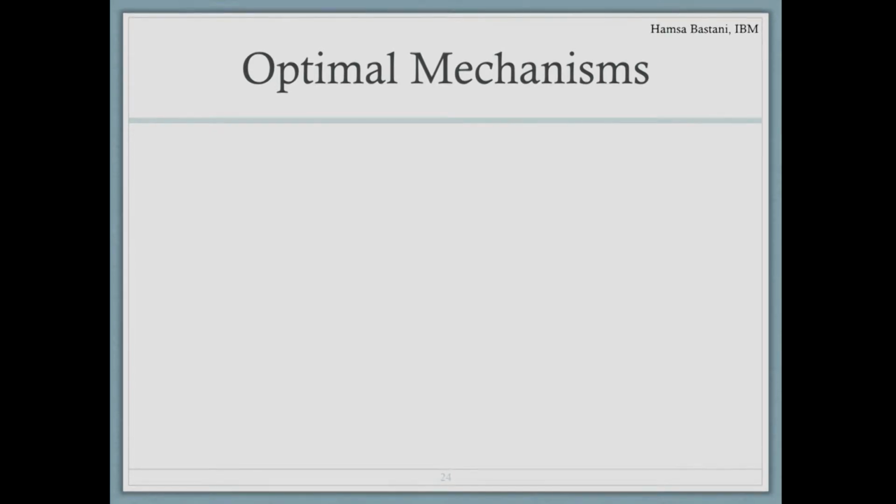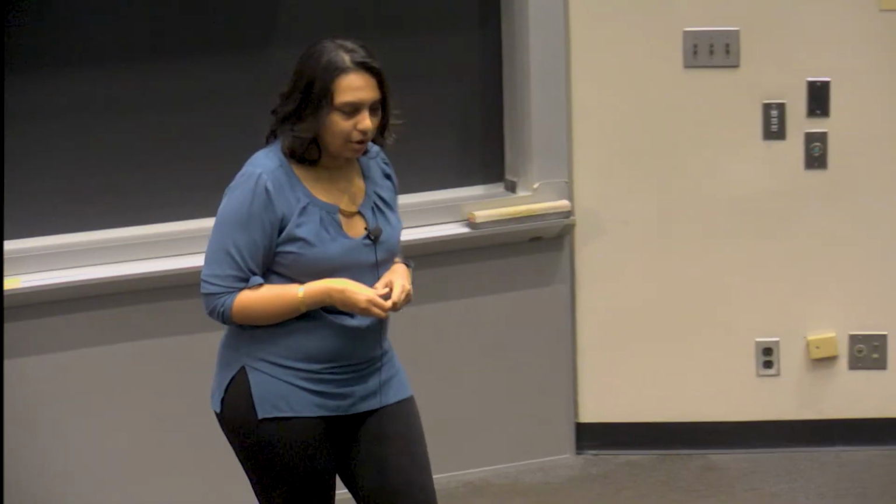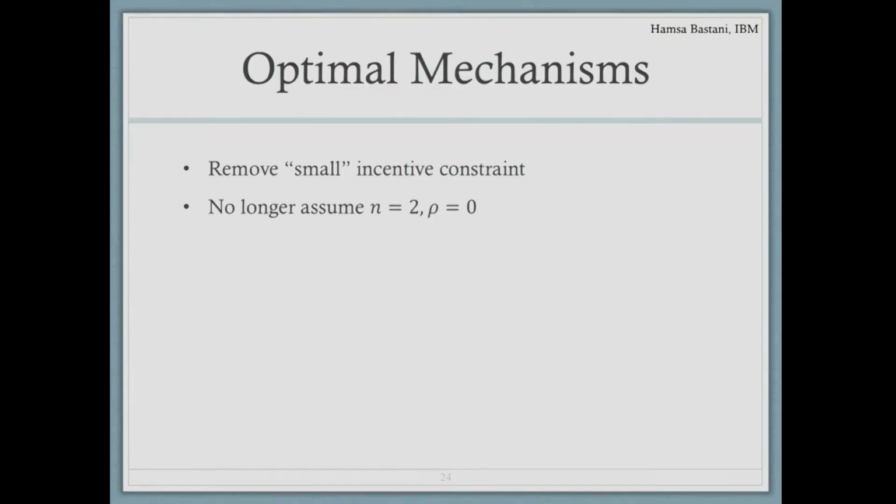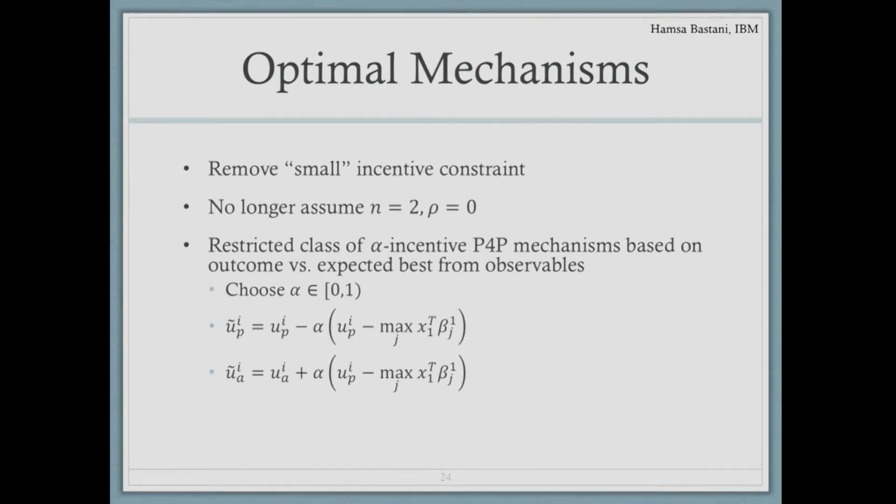Right? But then we were looking at this and we thought, okay, let's take a step back and think, what is an optimal mechanism like? Do we always just want to look at small incentives? So we remove the constraint, and we no longer assume that there's only 2 treatments or that the correlation is 0. And we look at a restricted class of mechanisms that are roughly linear. So these are called alpha incentive mechanisms.